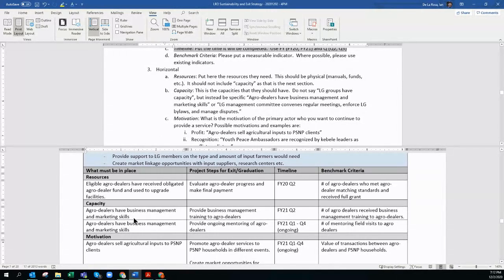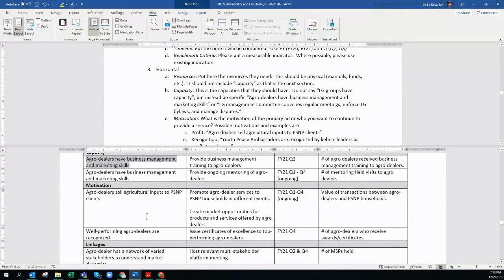For capacities, I'd like you to say what they have or how they are using it. So let's think of this example. We don't want to say LG groups have capacity. What we want to show is, for instance, agri-dealers have business management and marketing skills, or LG management committees convene regular meetings, enforce LGO bylaws, and manage disputes. So I don't want us to use the word capacity. I want you to show what they're actually doing.